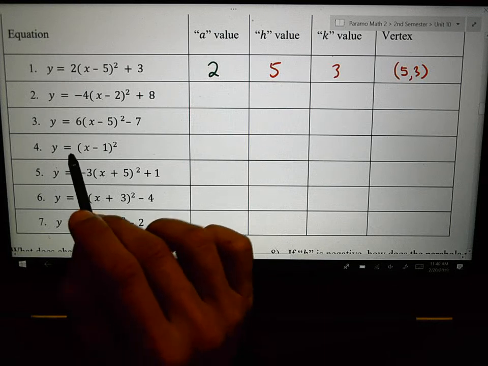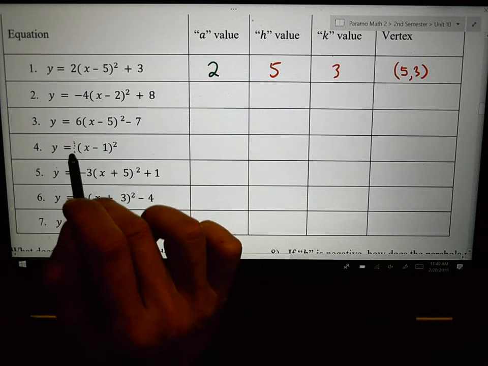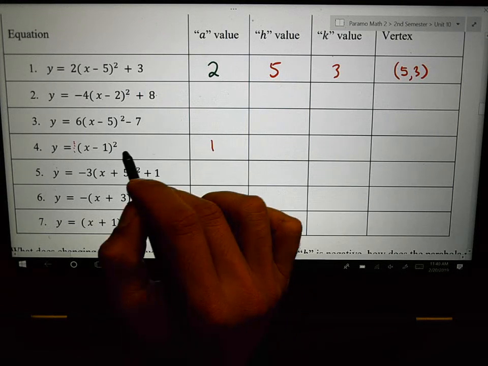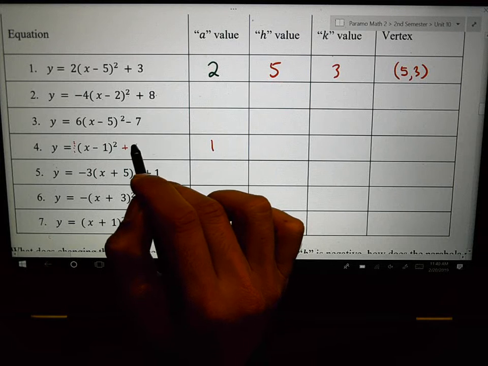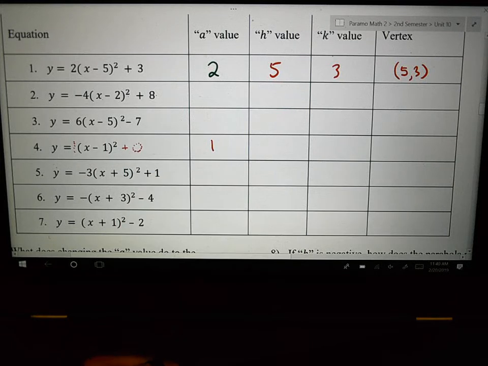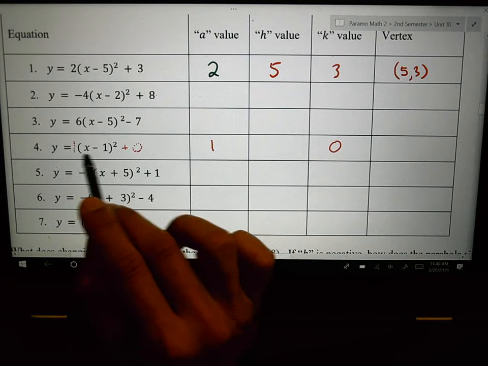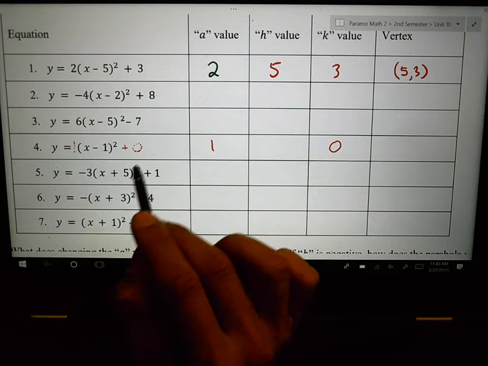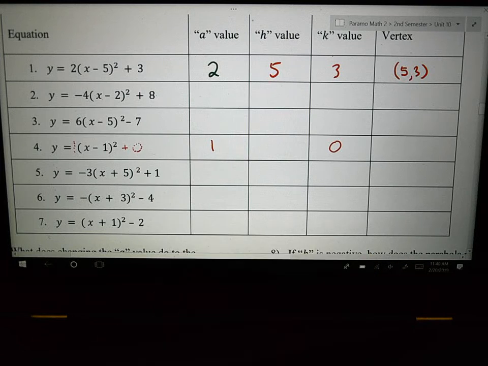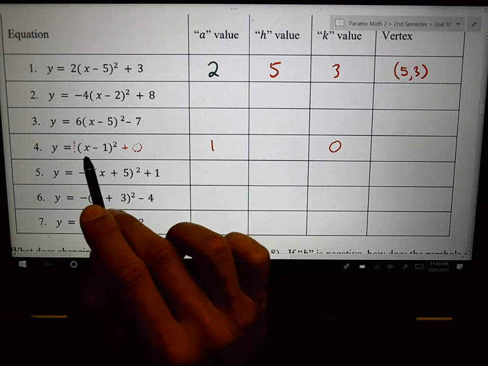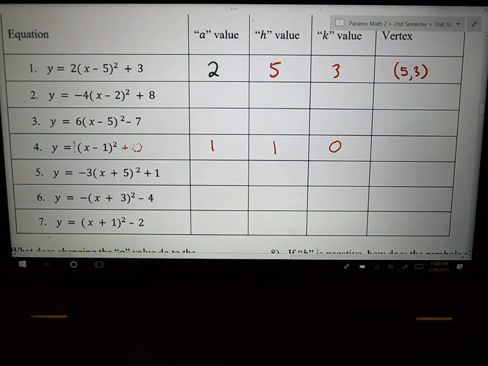I want to jump to a couple different ones. I want you to know that on number 4, the A value is a 1. But the K value, what we're adding behind here, we're adding nothing to that group. So the K value is actually a 0 there. I know it seems weird when we have invisible numbers. Some people go, why is there a 0? Why is there a 1? Because you have one of these squared terms. You have nothing being added to the squared term. So that's where the K value is. And then the H would be the opposite of this -1. It would be a positive 1.